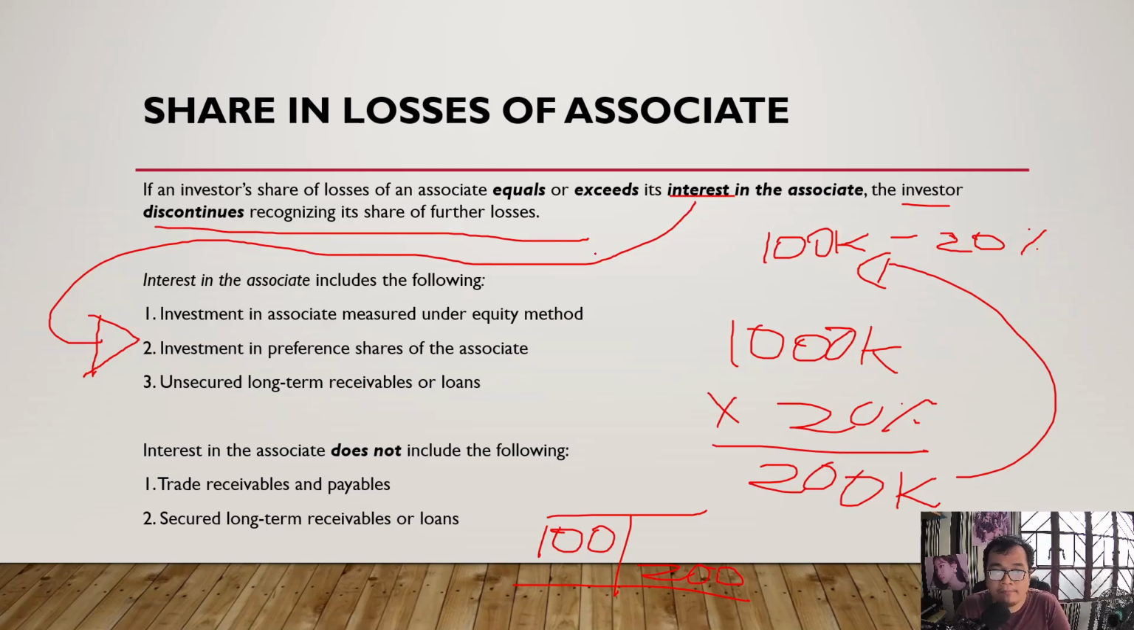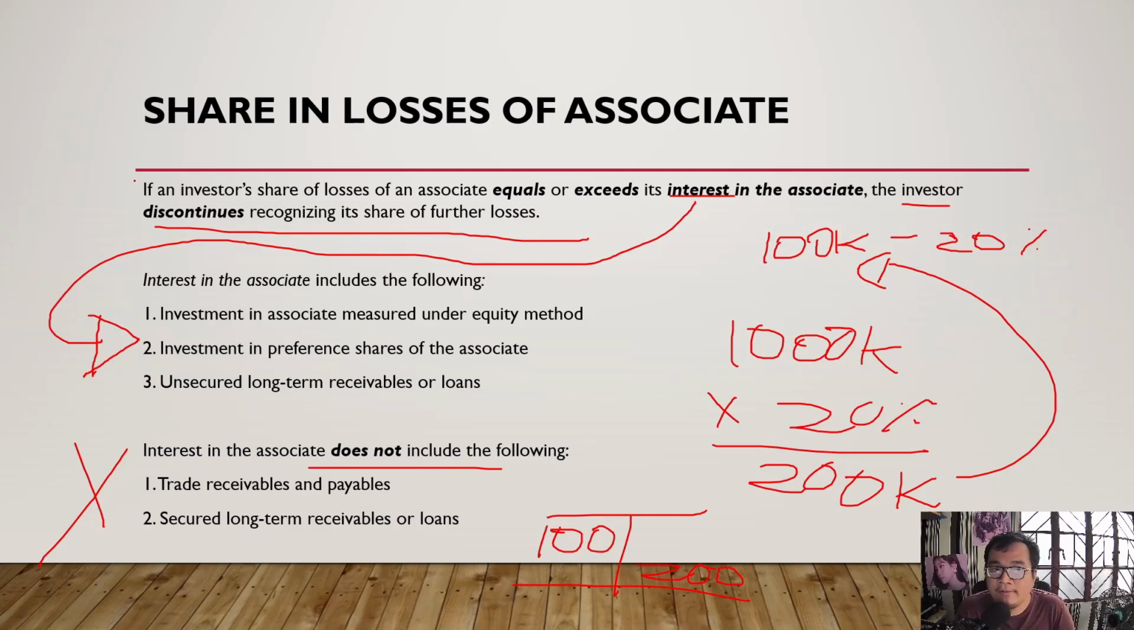When talking about the interest in the associate, we are looking at your interest in the associate. What do you have in the associate? These are it: under equity method, the preference share, and the unsecured long-term receivable or loan. These can be separate questions. Now, interest in the associate does not include the following: trade receivables and payables and secured long-term receivables or loan. So, just take note of that.